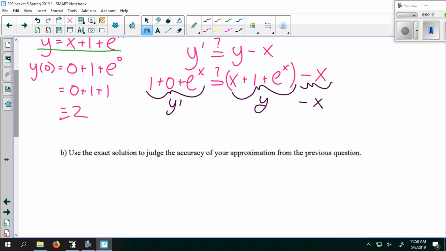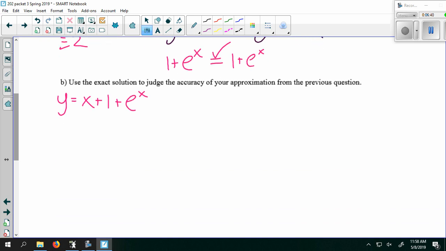And I want to make sure this is equal. So the left-hand side is 1 plus e to the x. And the right-hand side, the x's cancel. These two go away. And I get 1 plus e to the x. So these are equal. So we have a solution to the differential equation. Y equals x plus 1 plus e to the x.